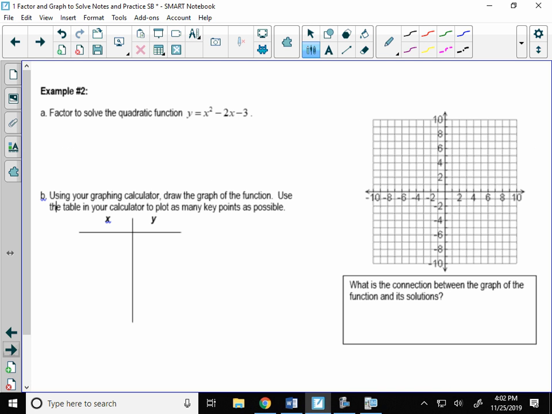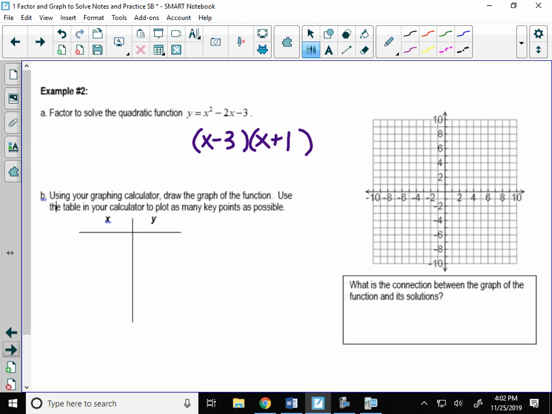So let's look at example 2. We're going to factor to solve. Just quickly review the top part here. So when I solve that, x squared minus 2x minus 3, that's a trinomial. This is a quick trinomial because you should hopefully remember that you can factor that. Two numbers that multiply to negative 3 and add to negative 2 will be negative 3 and positive 1.